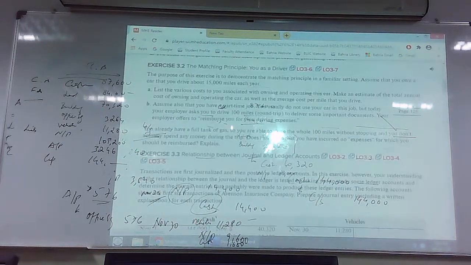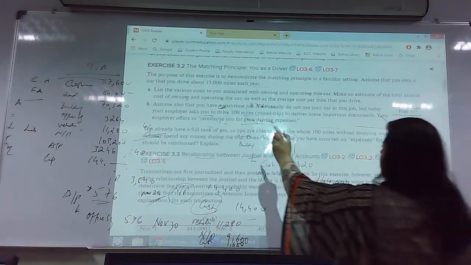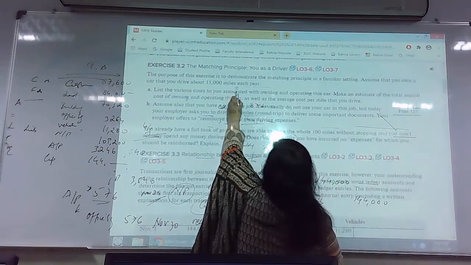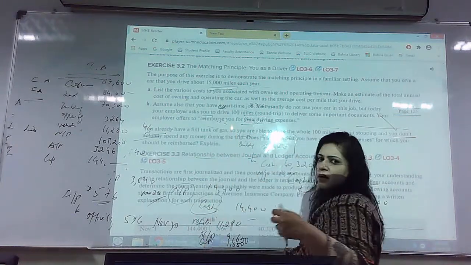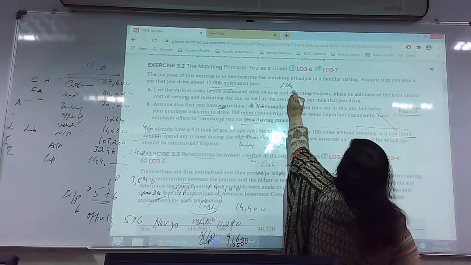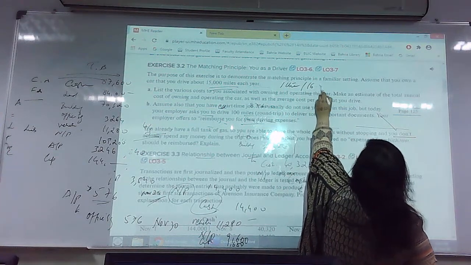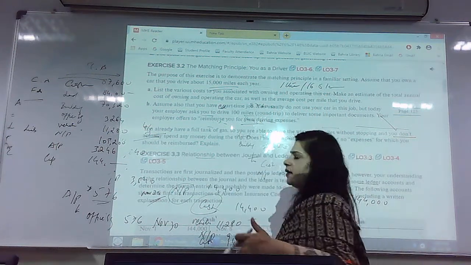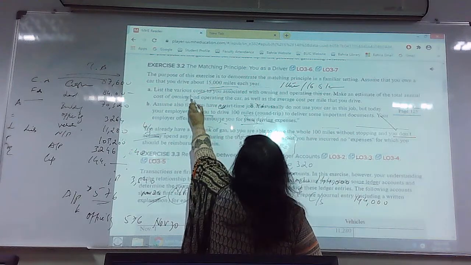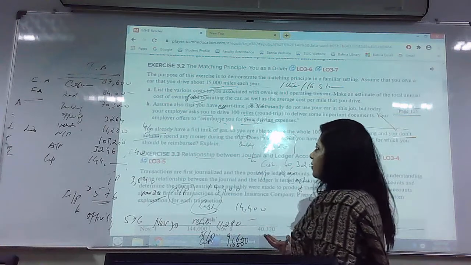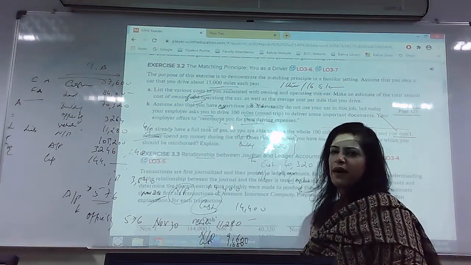And now 3.2 is where you just have to understand that it says to assume that you own a car that drives about 50,000 miles each year. Since we are in this Asian region, we have kilometers, and you know that for 1 liter, we have approximately 16.5 kilometers. So you can just use that instead of miles, because America usually has the miles and gallon concept. They might be traveling maybe 30 miles for 1 gallon or something like that.